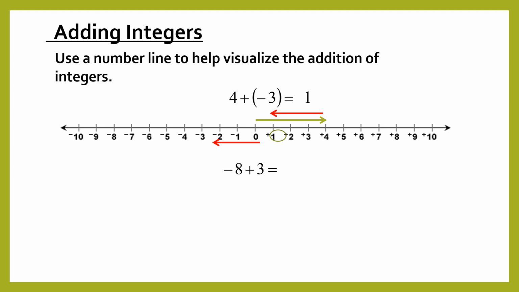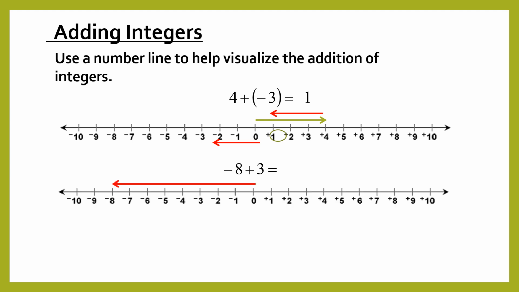Then we have negative 8 plus 3. So from 0 to negative 8, then we have plus 3. So the arrow, the blue one, is from negative 8 up to negative 5. So the answer is negative 5.